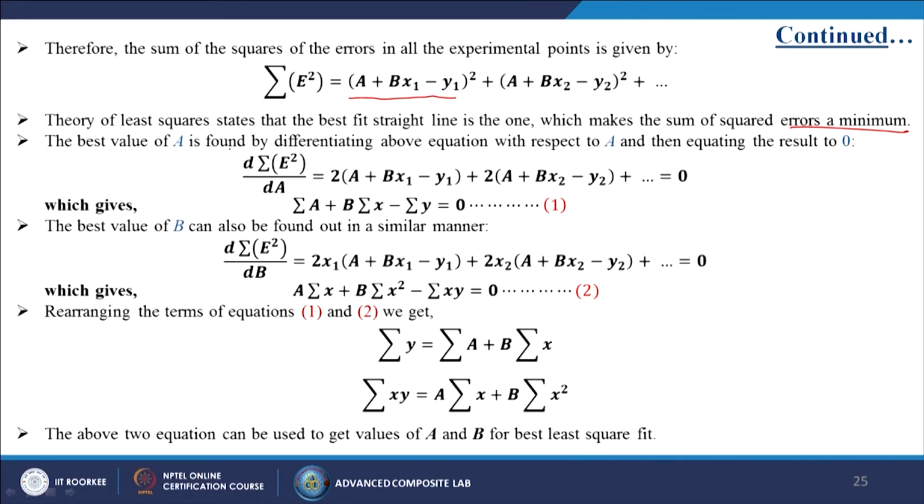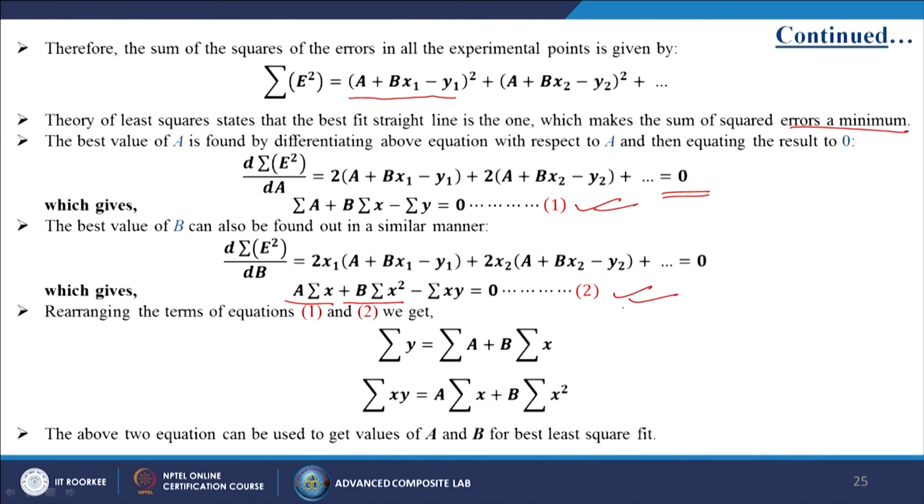The best value of a is found by differentiating the above equation with respect to a and then equating the result to 0. So, now we are differentiating with respect to a and equating it to 0, which gives summation of a plus b summation of x minus summation of y is equal to 0. This is equation number 1. The best value of b can also be found in a similar manner: a summation of x plus b summation of x square minus summation of x y is equal to 0. This is our second equation.